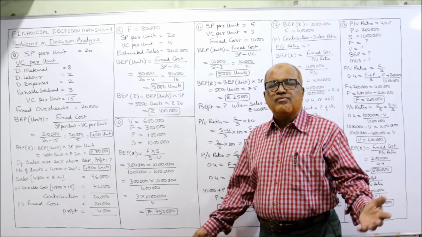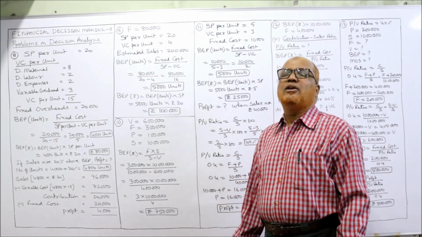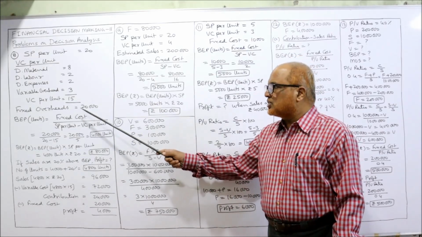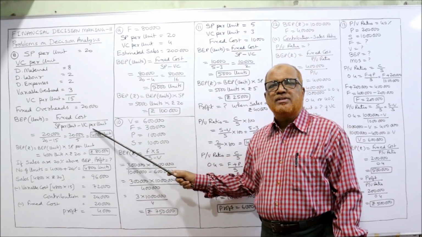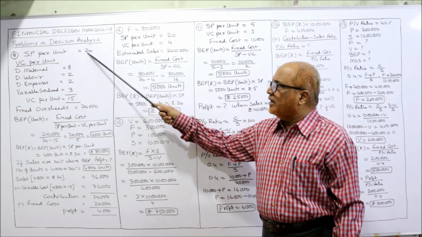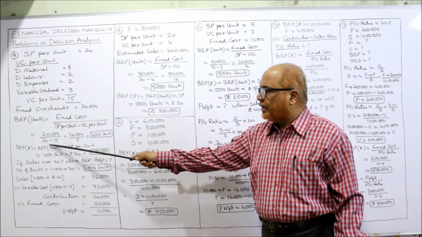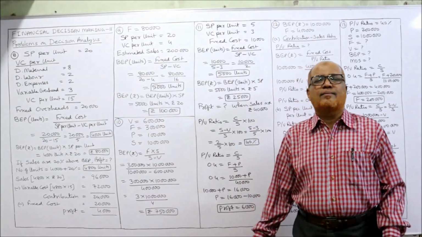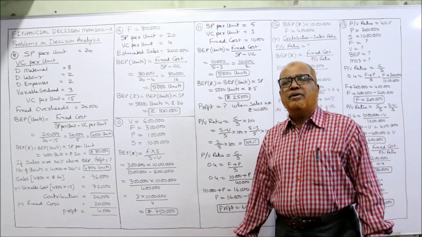In so many problems already, we have applied the formula for BEP in units: fixed cost divided by SP per unit minus VC per unit. So fixed cost 20,000, SP 20 rupees, VC 15 rupees. 20,000 divided by 20 minus 15, that is 4,000 units. So we got the BEP as 4,000 units.